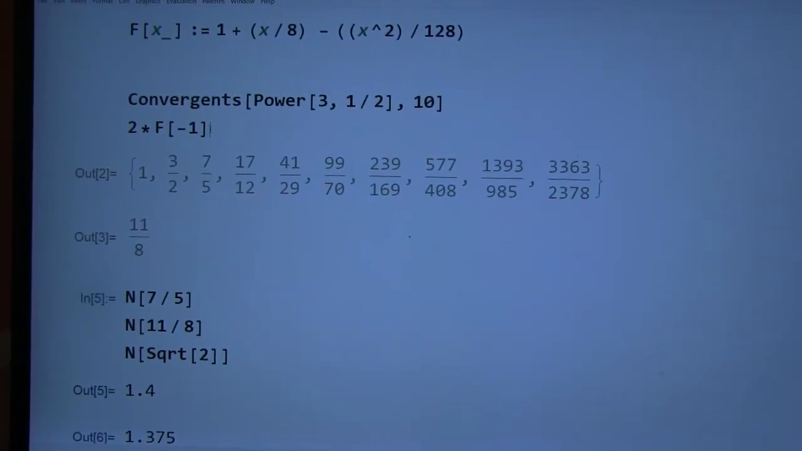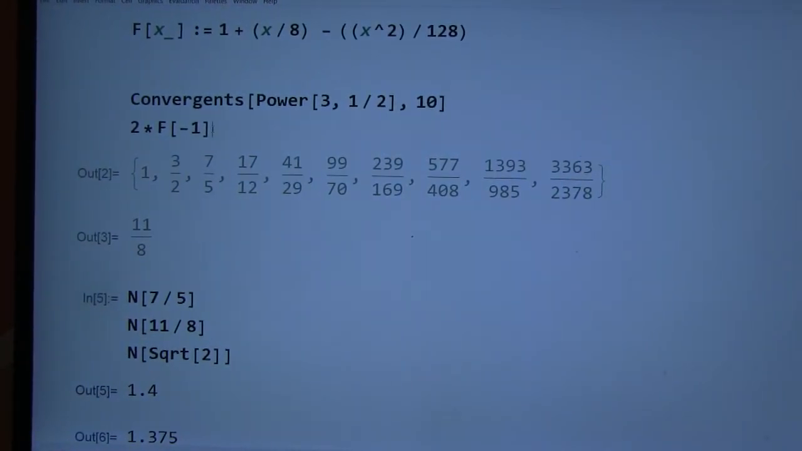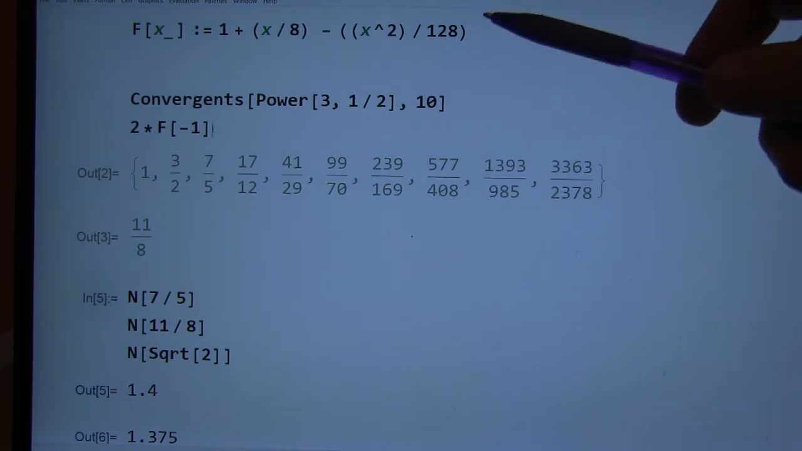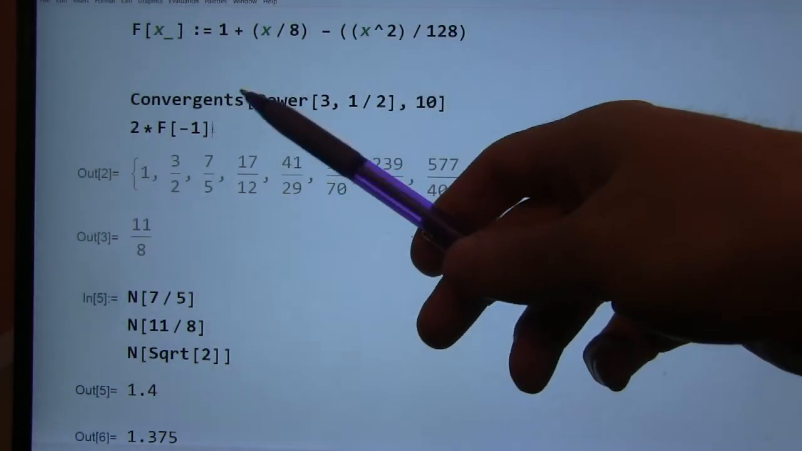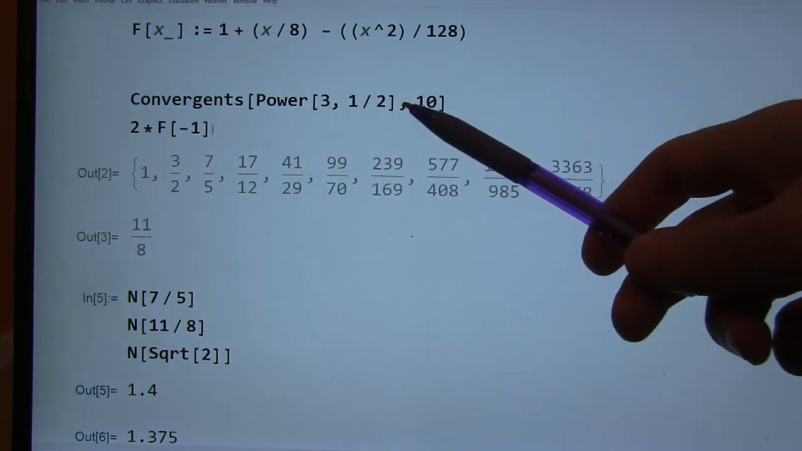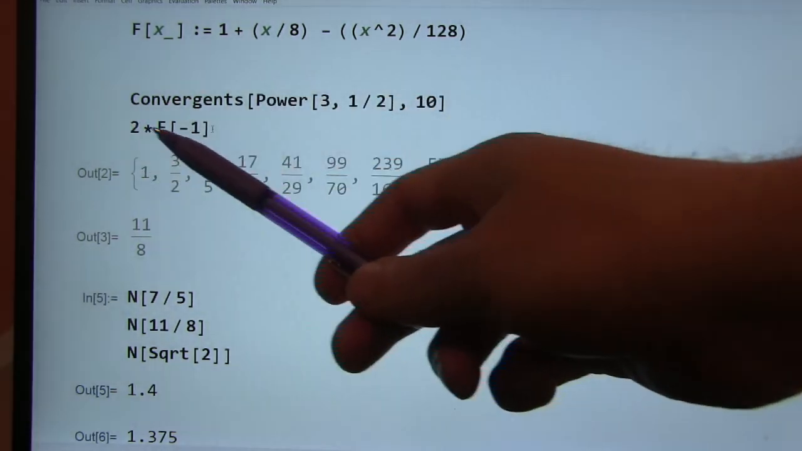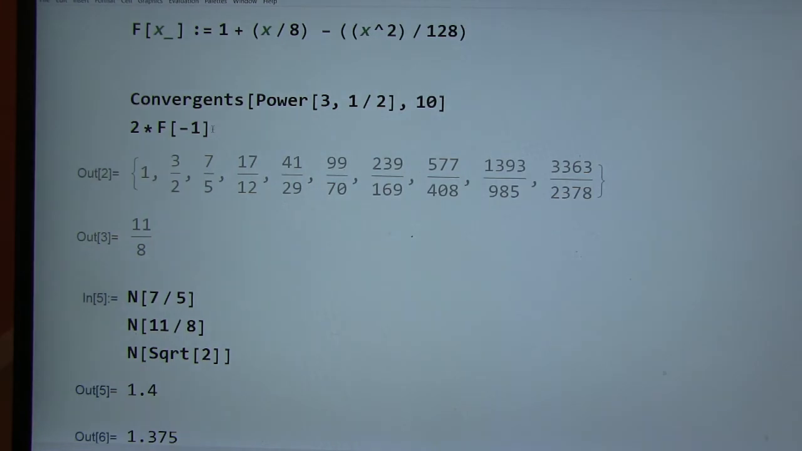Okay, so back to the computer, we have modified our function. We said we want to do the continued fraction for the square root of 3 here to do a comparison, and then we're going to evaluate 2 times f of minus 1. And we haven't done it yet, so we actually don't know what we're going to even see here. So, you ready? Yeah. All right, let's do it.